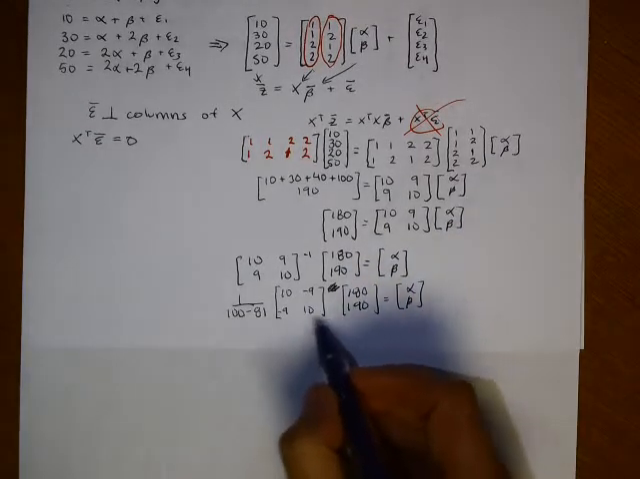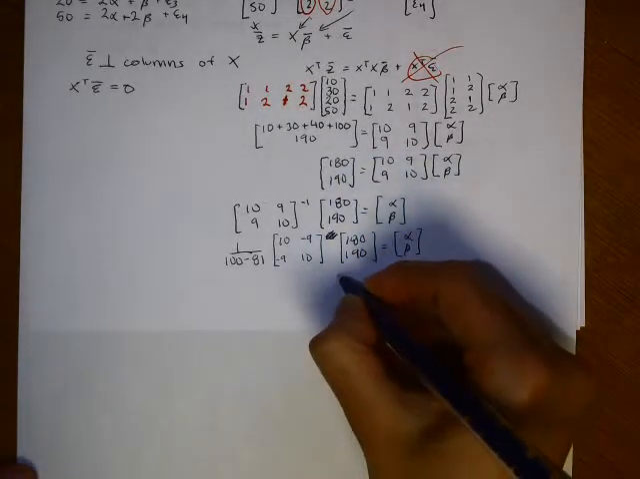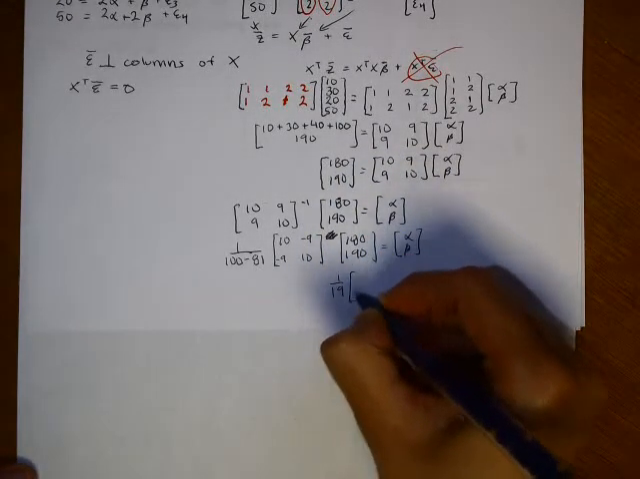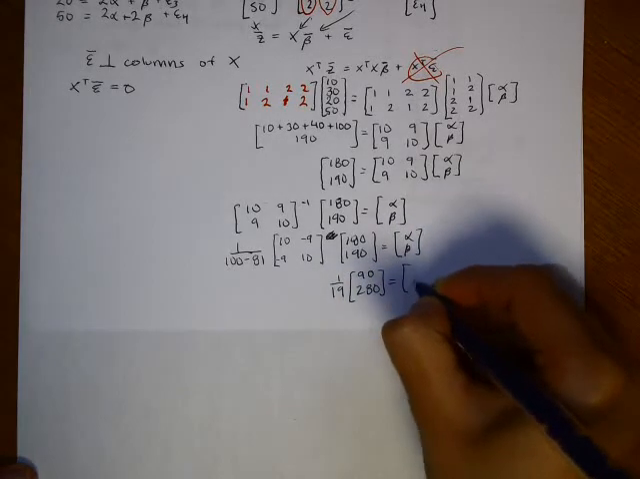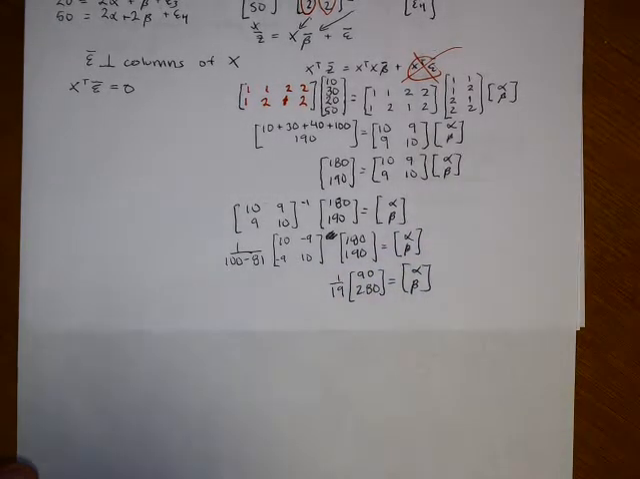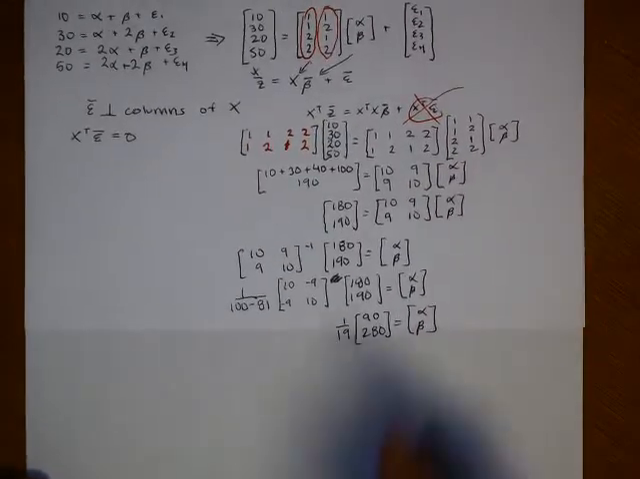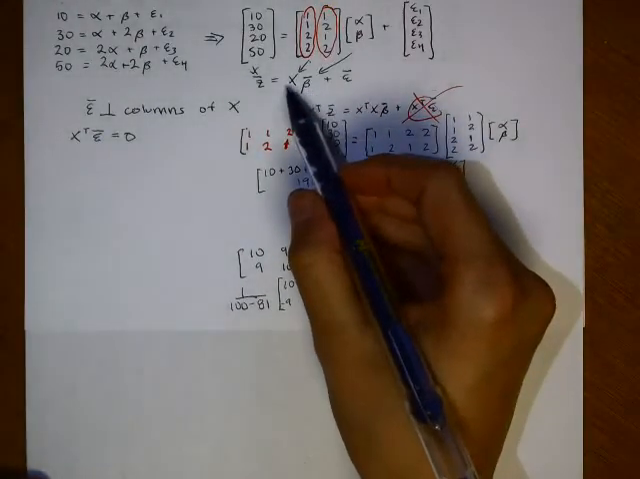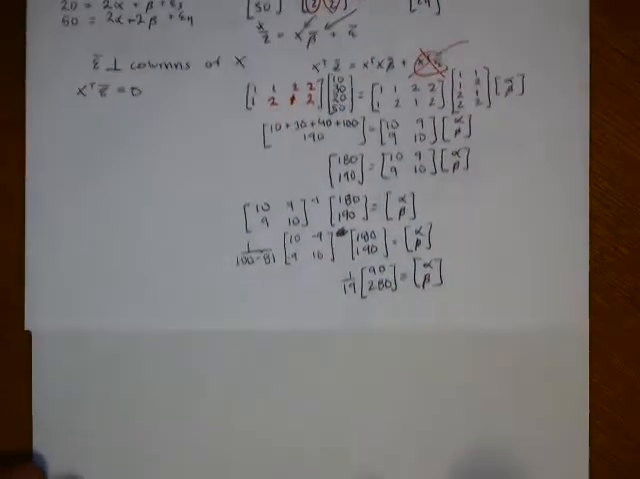So if we calculate this matrix multiplication like we did earlier, then we're going to end up with 1 over 19, 90 to 80 is equal to our alpha beta. So now we have our alpha beta. So if we go back to this equation up here, we know this and this and this. So all that's left to find is our error vector.